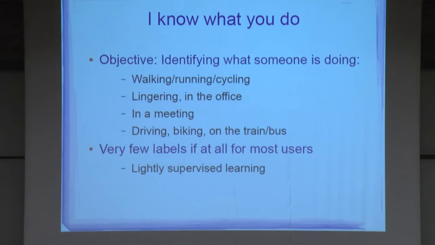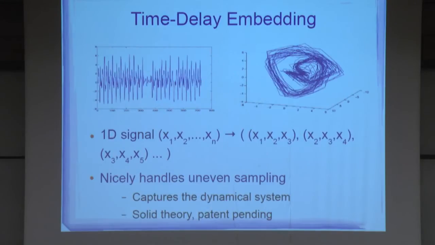So I'll give you a few examples. I'll start with talking about how to know what you do. Here the objective is to figure out what you're actually doing. Whether you're walking, running, cycling, or whether you're lingering, whether you're in a meeting, what is the activity that you're currently doing? And I should mention that in data that you can record from people, for example, data that I record, I never type any labels. So there are no labels or hardly any labels whatsoever.